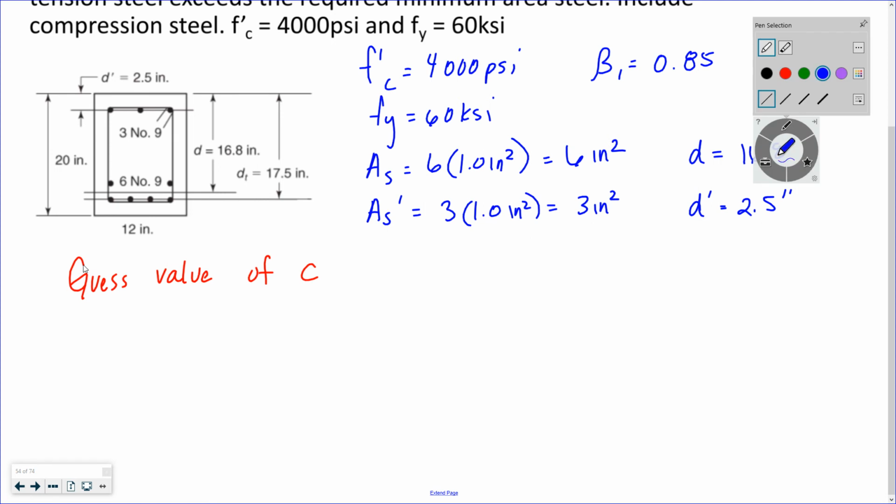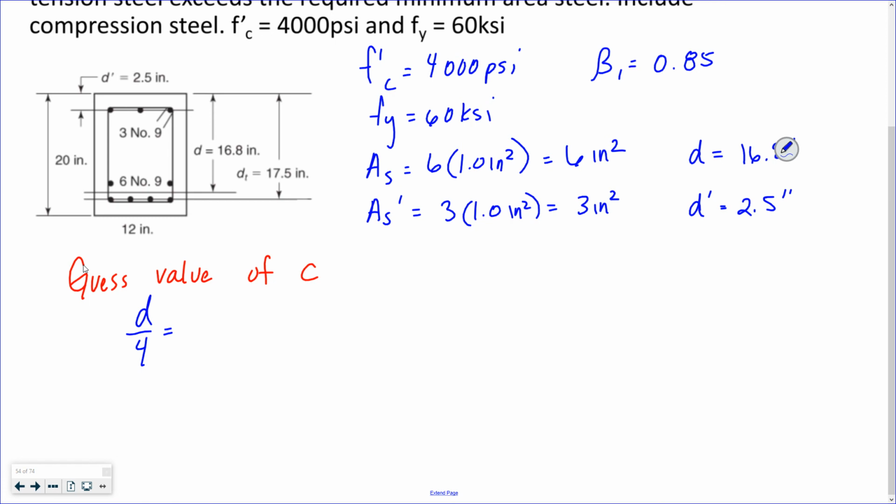I said c could be anywhere from d over 4 to d over 3. So d over 4: 16.8 inches divided by 4 is 4.2. d over 3 is 16.8 divided by 3, 5.6 inches. I'm going to try 5 inches.